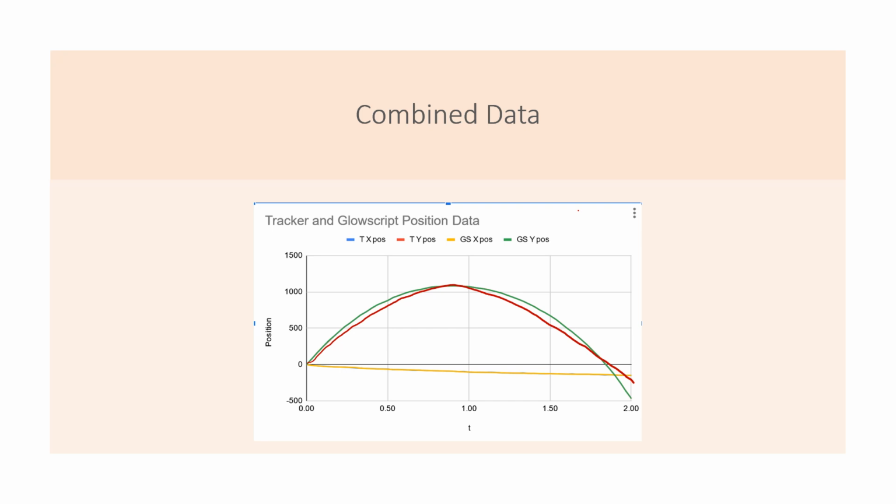Here is my combined Tracker and GlowScript data. As you can see, my data is a little bit off. The X position data was very accurate, but the Y position data was more off. This is probably due to human error.